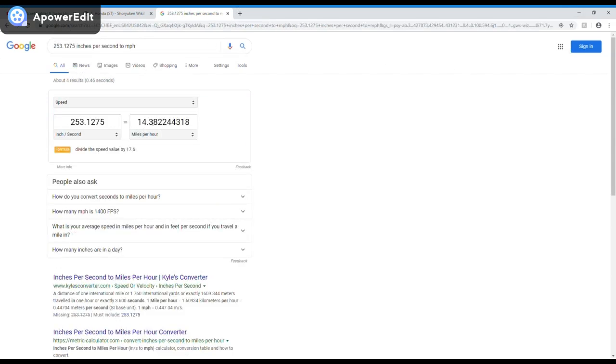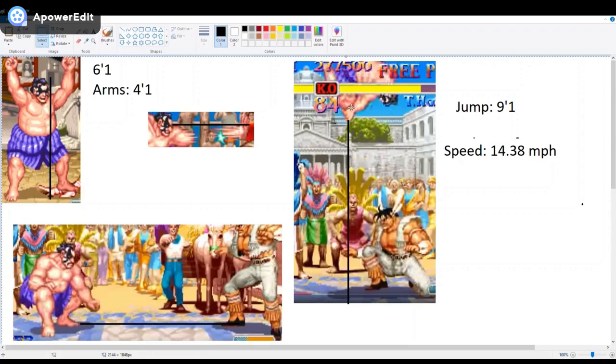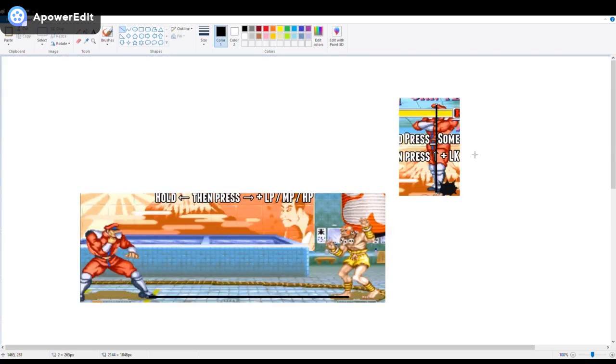So that is 14.38 miles per hour. So, 6'1", his arms are 4'1" each. He can jump 9 feet 1 inch, and 14.38 is his max speed. And now we're on to M. Bison.